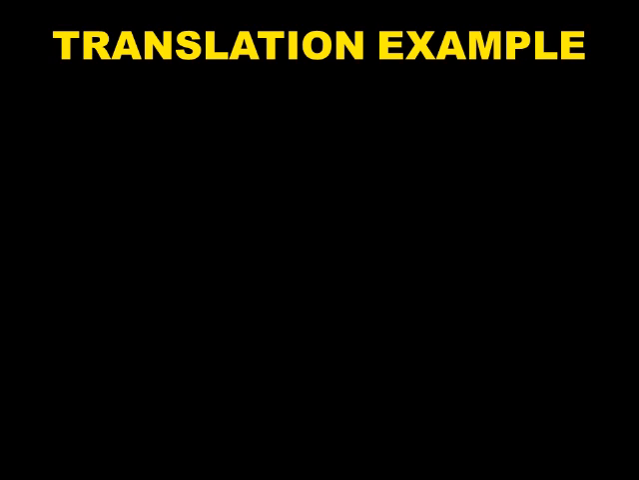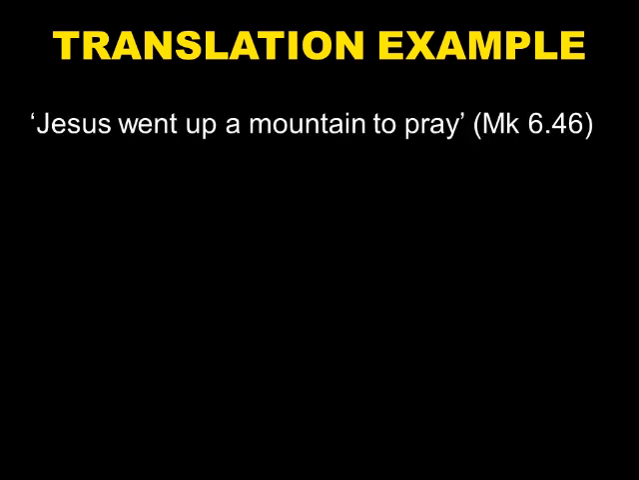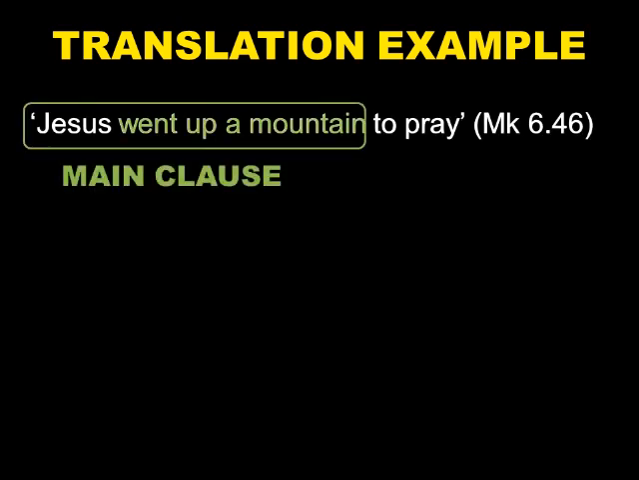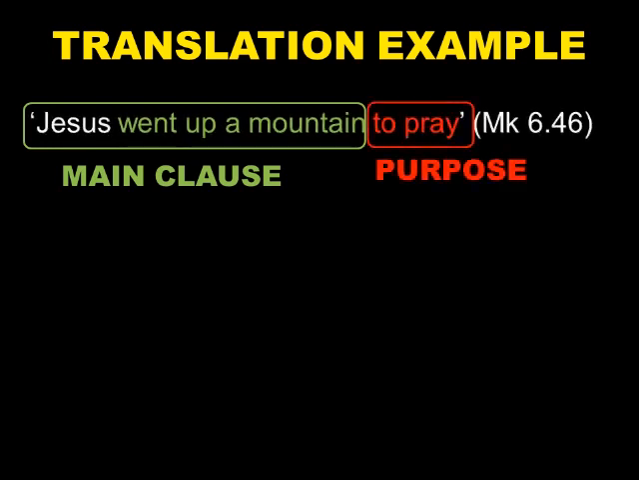Consider an example related to Bible translation. Mark 6 verse 46 says that Jesus went up a mountain to pray. When we look at this sentence, we need to realize first of all that there is a main clause, Jesus went up a mountain. And there is a purpose clause. He went up in order to pray. That was his thinking beforehand when he went up the mountain.